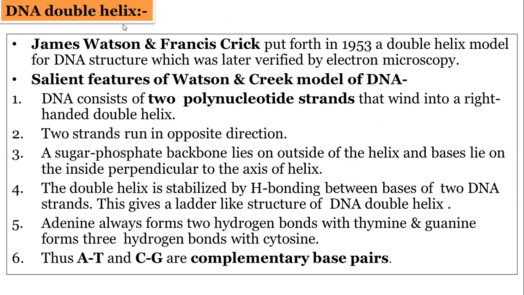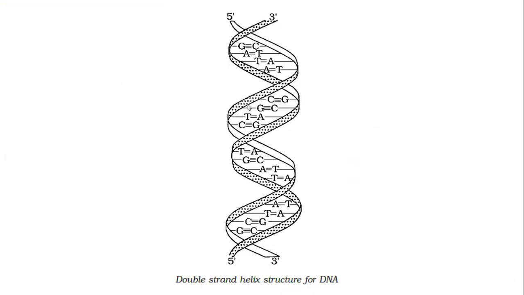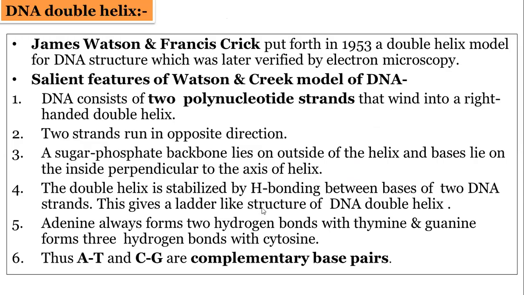DNA double helix structure. This is the Watson and Crick model of DNA. This DNA structure is not asked for the examination, but it is a double helix structure. James Watson and Crick in 1953 discovered this structure of DNA. It is verified by microscopy. And some salient features of these structures are shown.